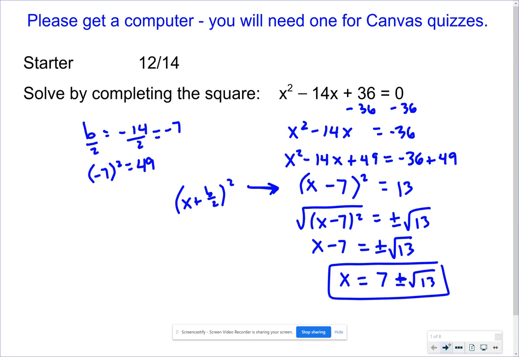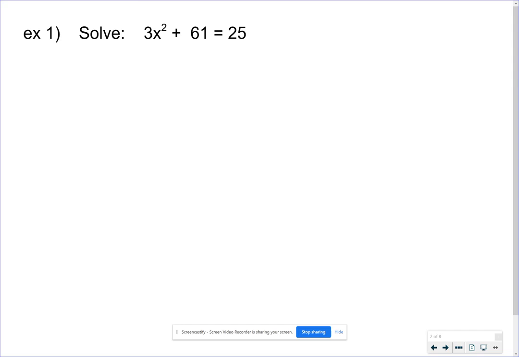Okay, we're going to do a couple more examples, solving by completing the square, and then we're going to talk about radicals. So we're ready for both quizzes. Okay, so 3x squared plus 61 equals 25. We're supposed to solve that equation. Notice the form or the structure of the equation.